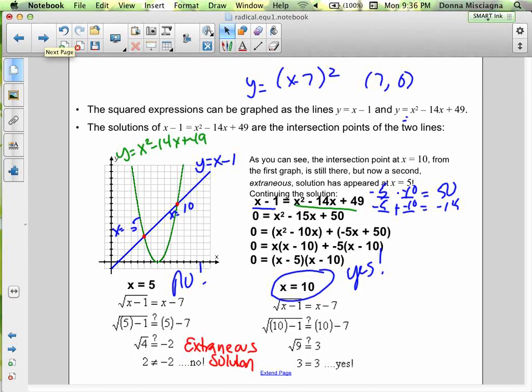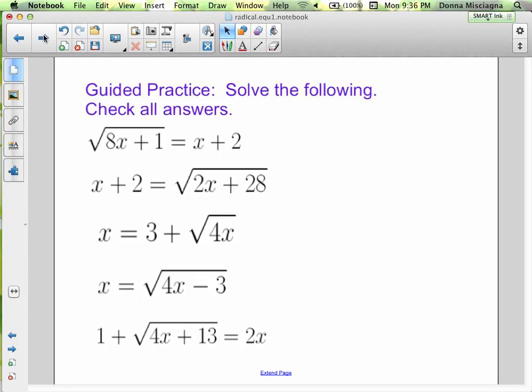And so here's just a little visual example of a graph so that you can see why we sometimes get extraneous solutions. And that's the end of this podcast. And these five here are the whiteboard practice. And don't forget to check your solution, and don't forget you'll have to factor in all of these.